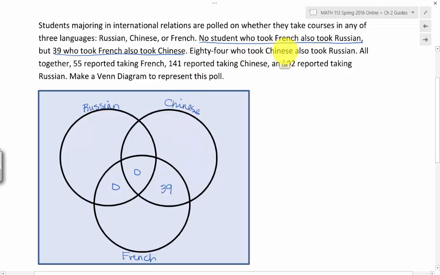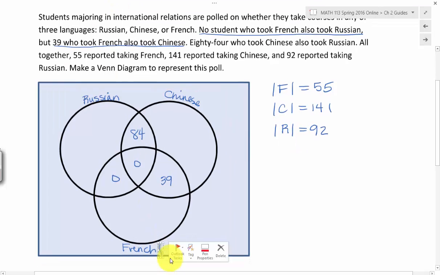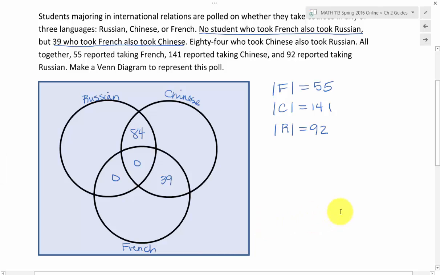84 who took Chinese also took Russian. So I think 84 here. All together, 55 reported taking French. French equals 55. 141 reported taking Chinese, and 92 reported taking Russian. That's good. So I think that's enough information that we can figure out what goes in all of these portions of the circles now.